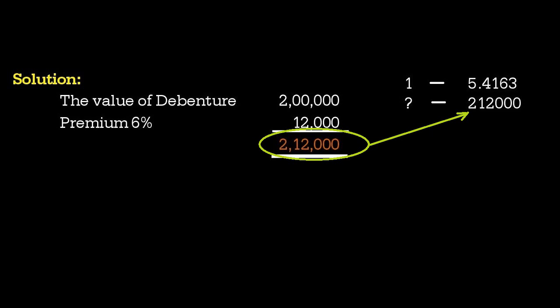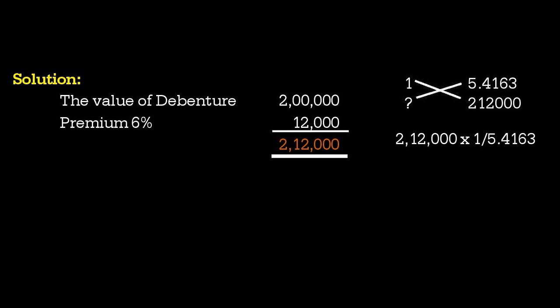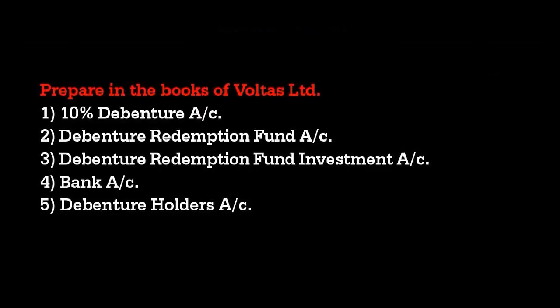So how much do we have to invest every year? That means how much amount we have to keep aside from our profit and loss appropriation account, that we have to calculate. So it is 2,12,000 divided by 5.4163 equal to 39,141.11. If you want, you can take the approximation, 39,141 exactly, or if you want to go for decimals, that is also okay. So here 5 accounts are asked.